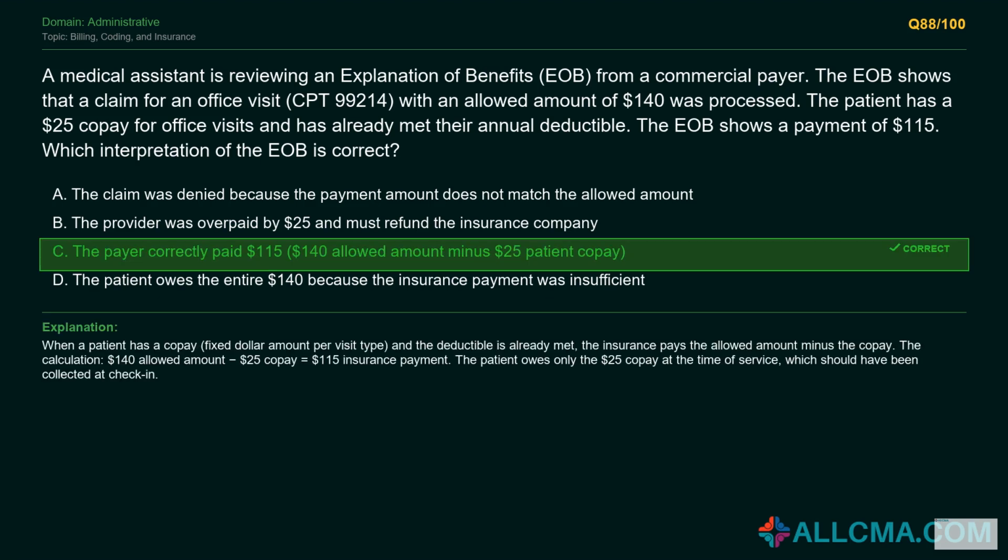The correct answer is C. When a patient has a copay, a fixed dollar amount per visit type, and the deductible is already met, the insurance pays the allowed amount minus the copay. The calculation: $140 allowed amount minus $25 copay equals $115 insurance payment. The patient owes only the $25 copay at the time of service, which should have been collected at check-in.